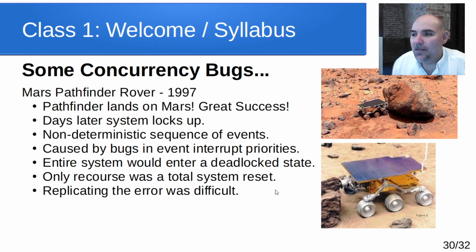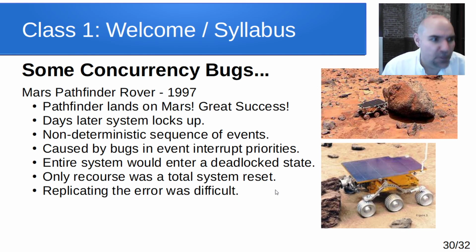Now, one other one that I'm going to talk about, there are other ones of these as well that you could find, but the Mars Pathfinder rover in 1997, it landed on Mars and was hailed as a great success. They dropped this balloon thing on the ground, it bounced around, and the little Pathfinder robot came out and started doing its system checks for the first few days, and they're like, wow, this is a fantastic success. A few days later, the whole thing locked up and they couldn't communicate with it.